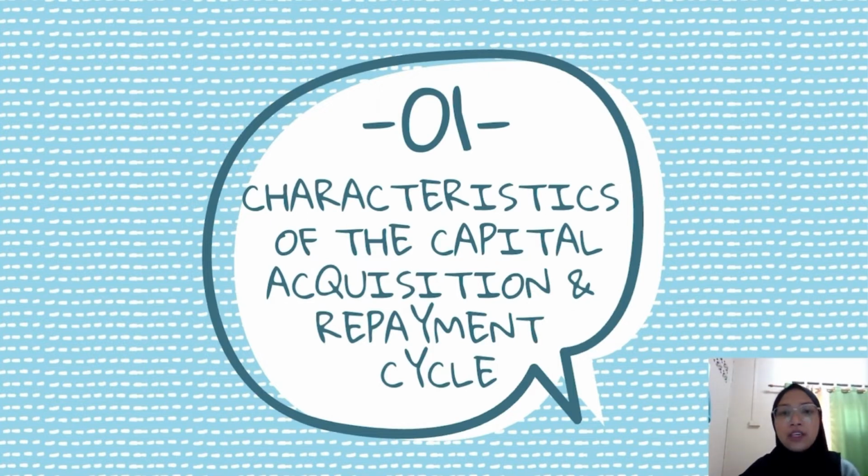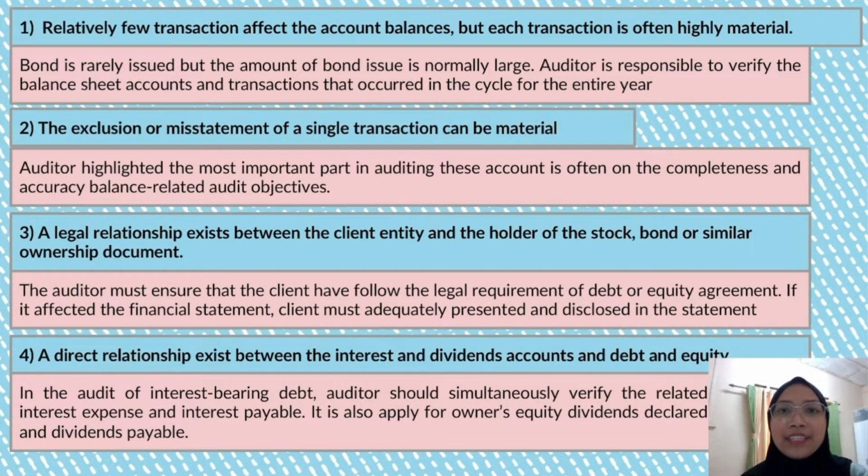Alright, so let's start with the characteristic of the capital acquisition and repayment cycle. For this slide, I will explain about characteristic of the capital acquisition and repayment cycle. First one, relatively few transactions affect the account balance, but each transaction is often highly material. For example, bond is rarely issued, but the amount of bond issue is normally large. Auditor is responsible to verify the balance sheet account and transaction that occurred in the cycle for the entire year. Second, the exclusion or misstatement of a single transaction can be material. Auditor highlighted the most important part in auditing this account is often on the completeness and accuracy balance-related audit objective.